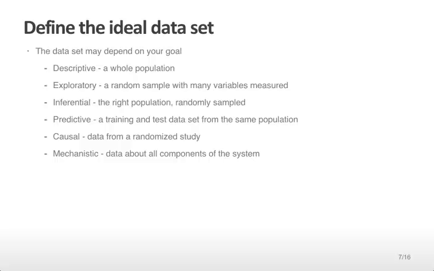If it's a predictive analysis, like the analysis we're going to be talking about in this example, you want a training set and a test data set from the same population. If it's a causal analysis, you might need data from a randomized study to be able to infer the causal question without further, more complicated statistical modeling. And if it's a mechanistic model, you might need data about all the components of the system and a priori knowledge about how those components interact with each other.